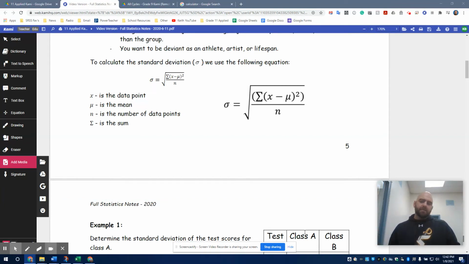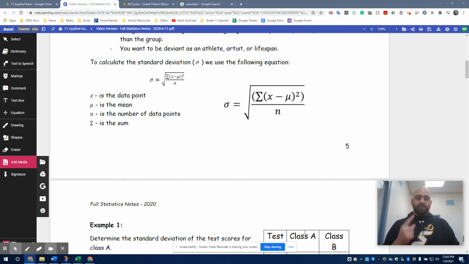So now we have an idea as to what standard deviation somewhat represents: how wide or narrow a certain set of data is, or how close or how far apart that set of data is. Now, how do we solve for standard deviation, and what do those numbers mean? We're going to take a look at how we solve for standard deviation.